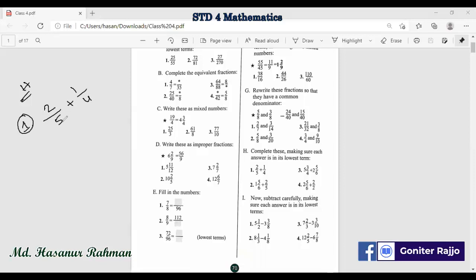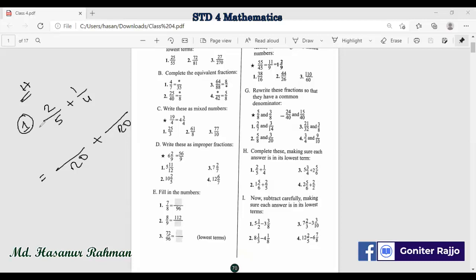At first, we have to find out the common denominator of these two fractions. So what is the common denominator of 5 and 4? That means we have to find out the LCM of 5 and 4. That is 20. Okay, 5 times 4, that is 20.